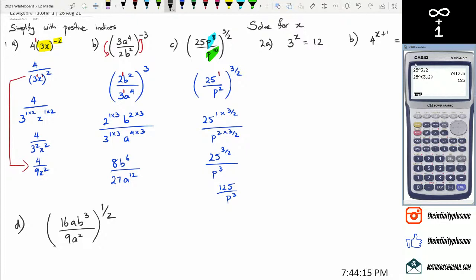Makise, yeah, you could do that as well. So if you had actually done 25 as 5 squared, then you would get 5 squared times 3 over 2, which would then give you 5 to the power of 3, which is equal to still 125.